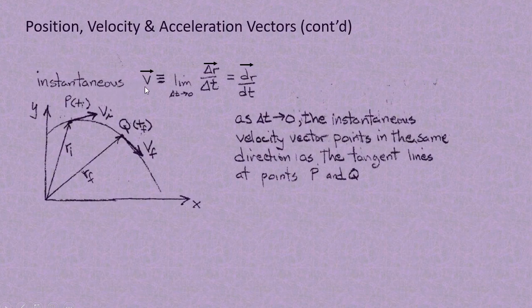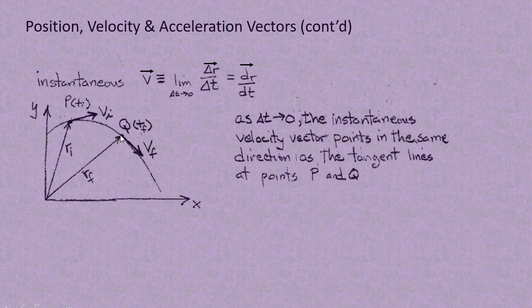Okay, so back to the instantaneous velocity. It's defined as the limit of the displacement vector divided by the elapsed time as elapsed time goes to 0. And of course we know that as the derivative of r with respect to time. Now, based on our previous definition, the average velocity vector would be pointing in the same direction as the displacement vector, which would be from P to Q.